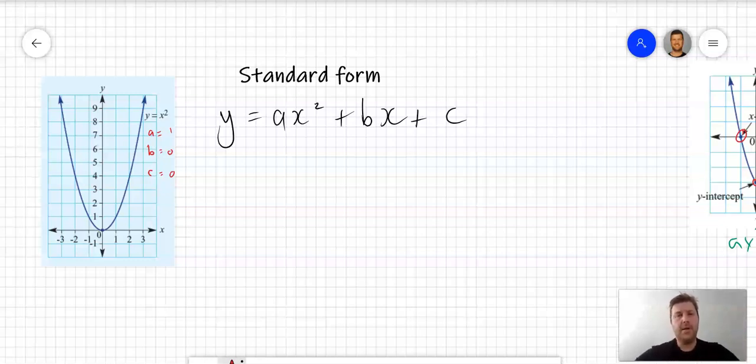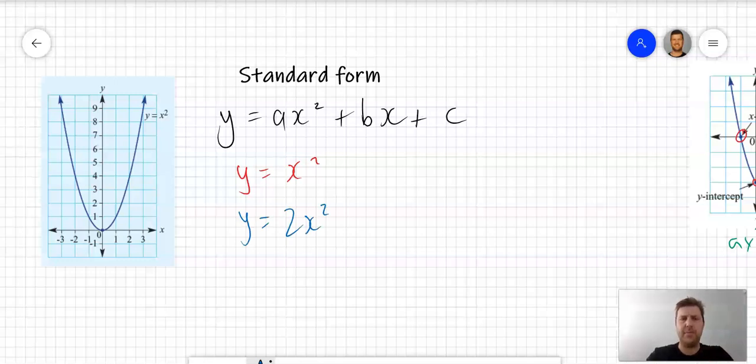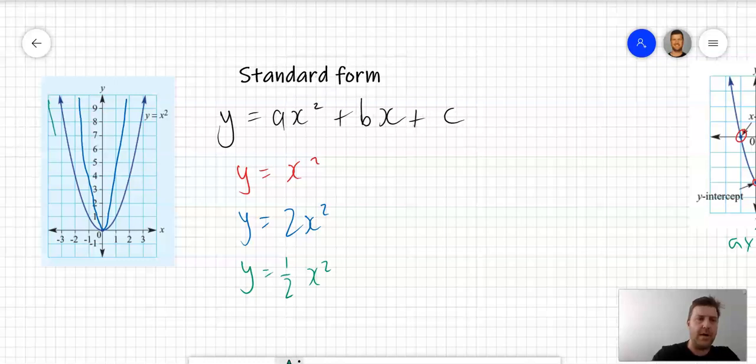Now, this value of a can determine a few things. So let's just go through some examples. I reckon that's probably the easiest way to do it. So let's say if a is, in fact, that one I've got there is y equals x squared. A is equal to 1. If I change that value of a to, let's say, 2 x squared, what actually happens to that parabola is that it becomes narrower. Okay? If I decrease that value, so let's say y equals 1 over 2 x squared, the parabola actually becomes wider, or it dilates. All right?